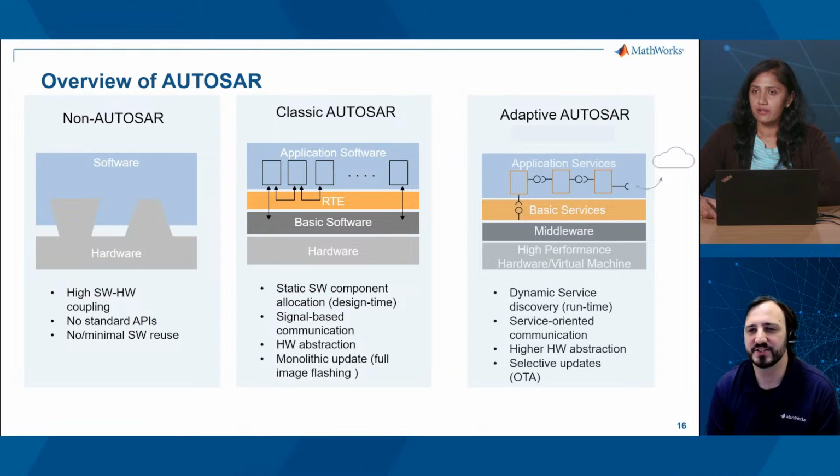Hey, Shweta, I've got a question on that. So with Classic and Adaptive AUTOSAR, does that mean that if we had Classic AUTOSAR, we need to move to Adaptive, and everybody's moving to Adaptive, or do we pick and choose between them based on what we're doing, and how do we make that decision? Hang in there. I have a slide on that.